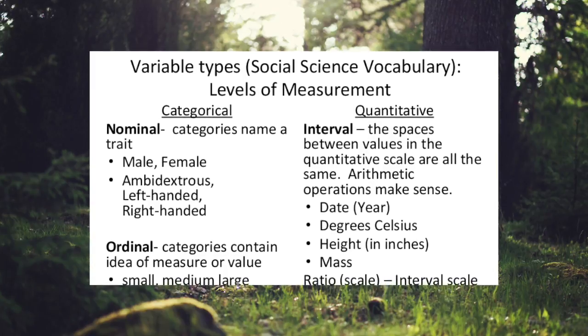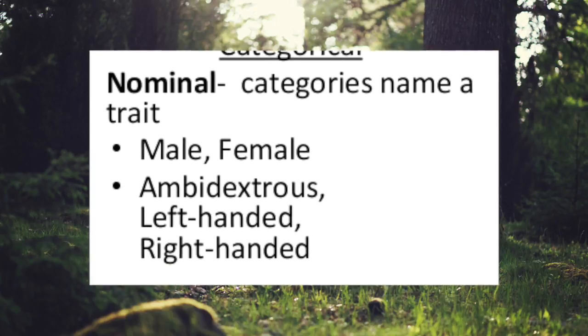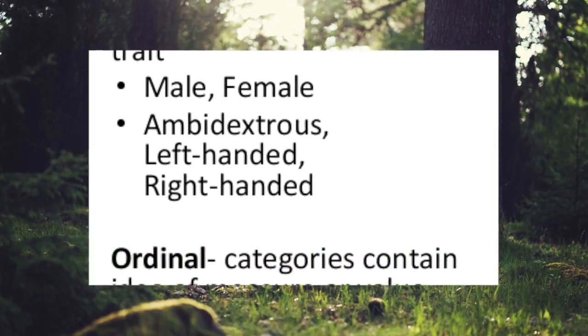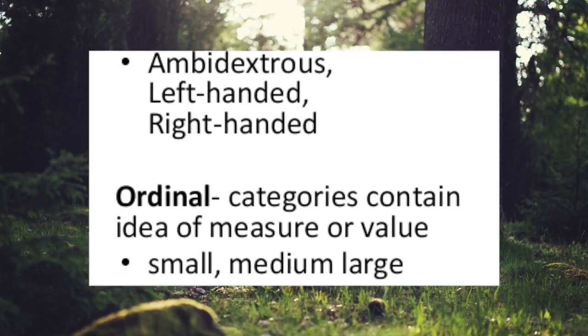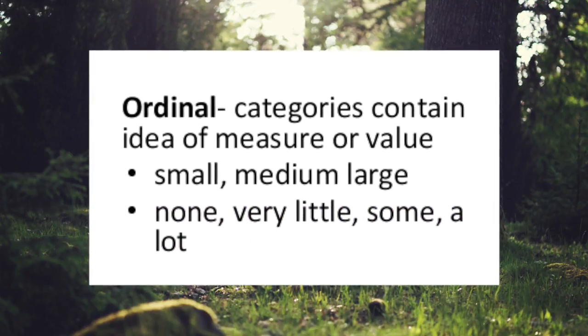Variable types, social science vocabulary. Levels of measurement. Categorical, nominal: categories name a trait, such as male, female, ambidextrous, left-handed, right-handed. Ordinal: categories contain an idea of measurement or value, such as small, medium, large, or none, very, some, a lot.